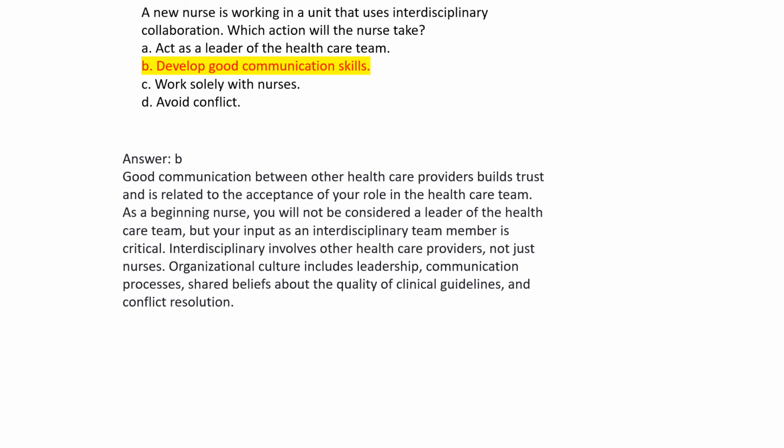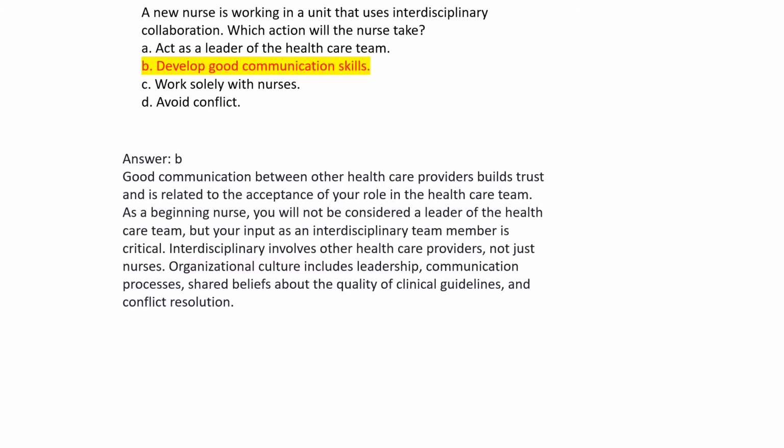Answer: B. Develop good communication skills. Good communication between other healthcare providers builds trust and is related to the acceptance of your role in the healthcare team. As a beginning nurse, you will not be considered a leader of the healthcare team, but your input as an interdisciplinary team member is critical.